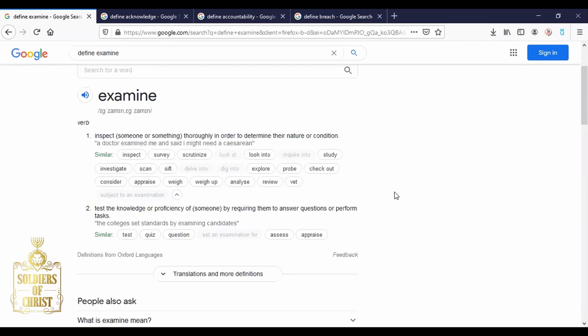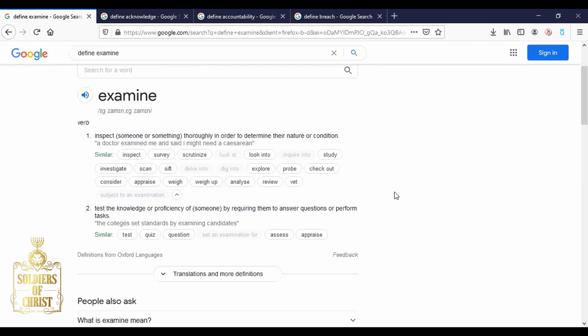Okay, read that definition again. The definition of examine. Inspect someone or something thoroughly in order to determine their nature or condition.